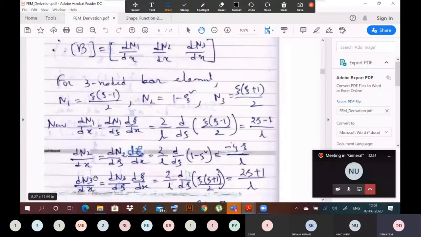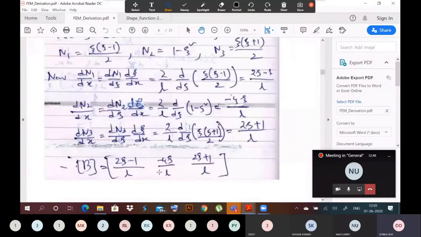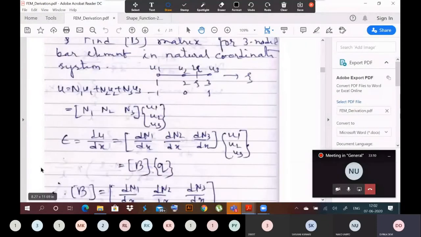So that means what? What did we get for the 2-noded bar element? For the 2-noded bar element, we got constant terms. B was minus 1 by L and 1 by L. So they are constant. But for the 3-noded bar element, we got B as a function of xi, a linear function of xi. And what is strain? Strain is equal to B into Q. So B is a linear function of xi. That means strain will be a linear function of xi. So it varies linearly over the element.